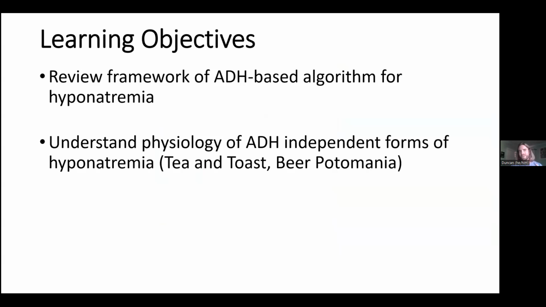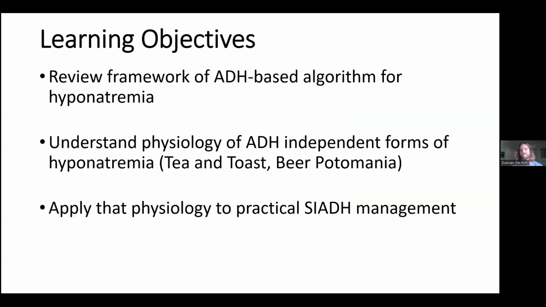After that, we're going to zoom in on the ADH-independent forms of hyponatremia. So these are tea and toast, beer potomania, a little bit on primary polydipsia. And the reason that we're going to do that is because I think it illustrates the fundamental physiology between free water intake and solute, and then how that same physiology applies to practical SIADH management.